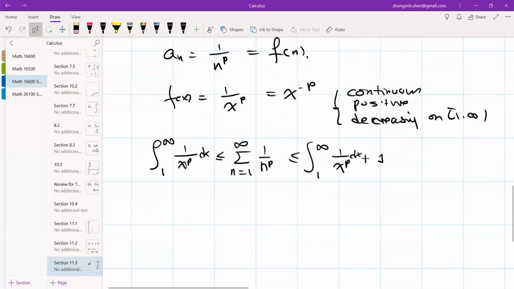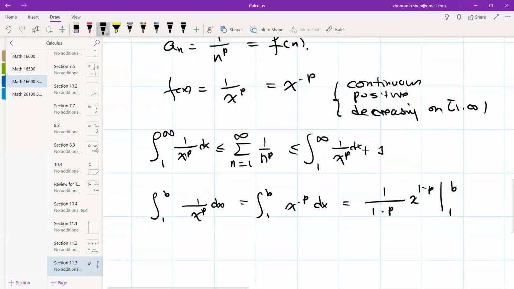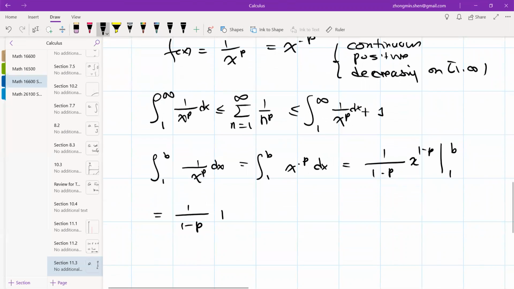All right, so let's figure it out. Let's take a look at this integral over a finite interval. The antiderivative is x to the 1 minus p over 1 minus p, and we evaluate at the two endpoints. So you will get this minus that. When this one has a finite limit, I think when p is less than 1.